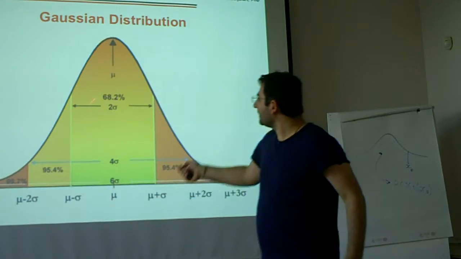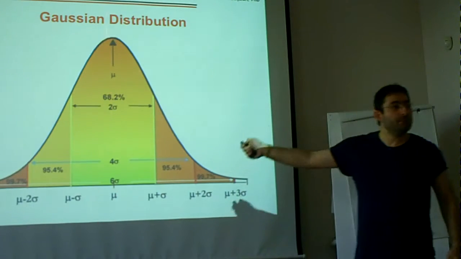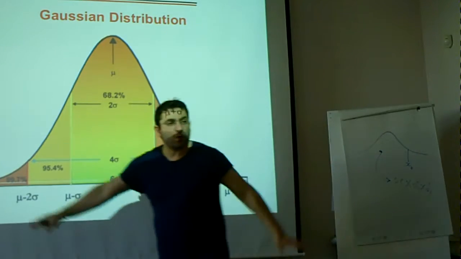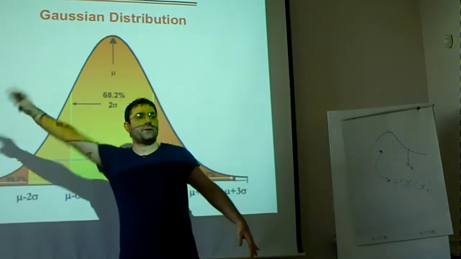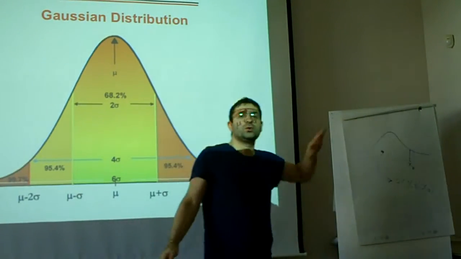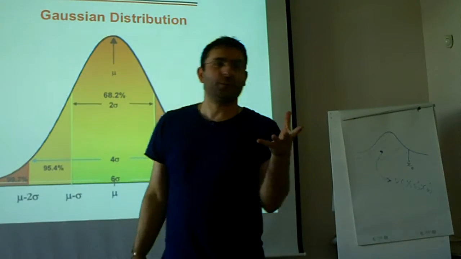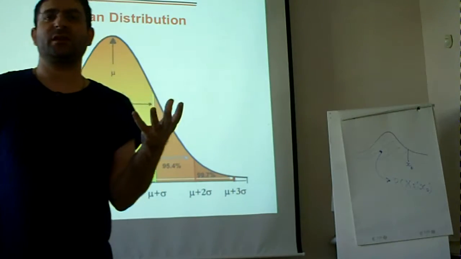Now, we know that this is symmetric around the mean. This is a symmetric function around the mean. And these wings, the end part, start from minus infinity and go to plus infinity. One of the very beautiful properties of this Gaussian distribution is this.